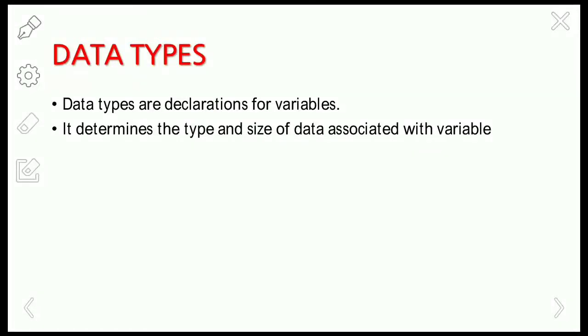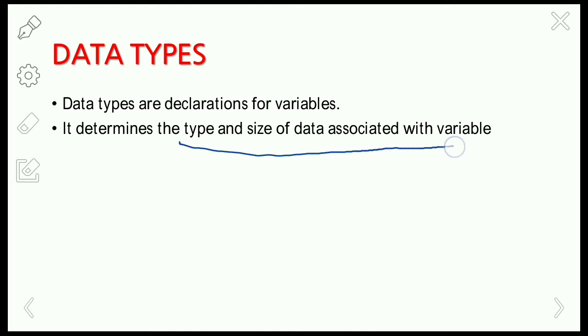In this video we are going to learn about data types in the C programming language. So the data types are declarations for the variables, and they determine the type and size of the data associated with the variable. Okay, so data types are the declaration of the variables. If you want to declare a variable in the C program, then you have to declare it using the data type only.